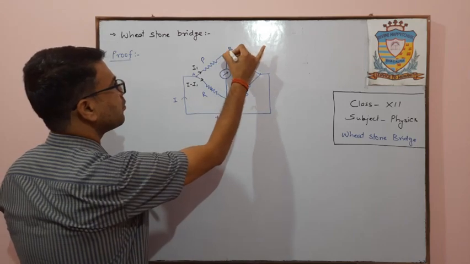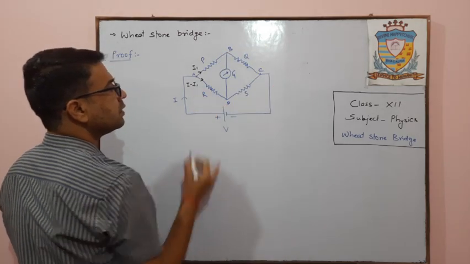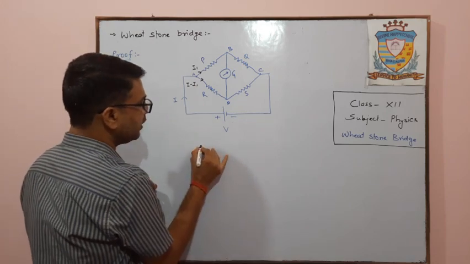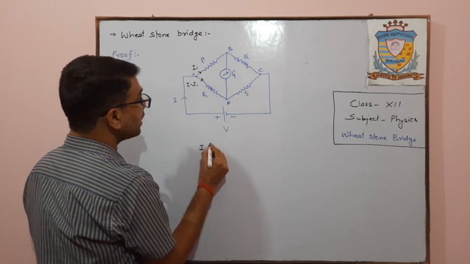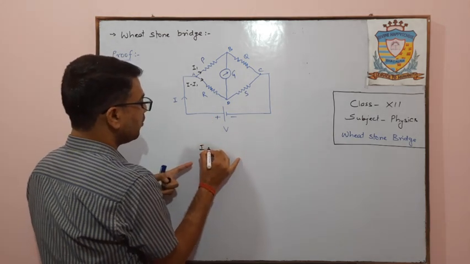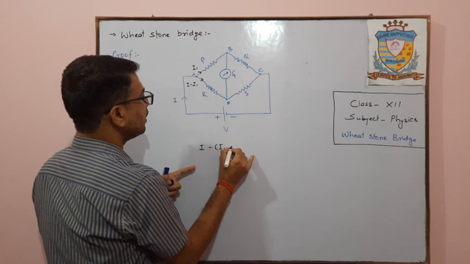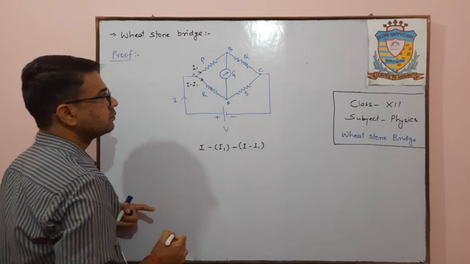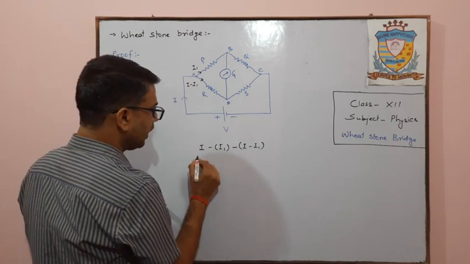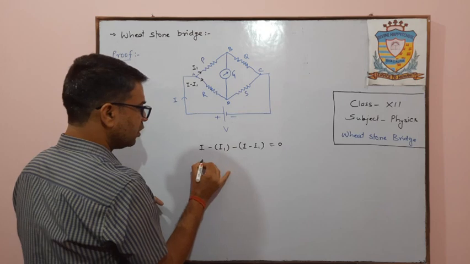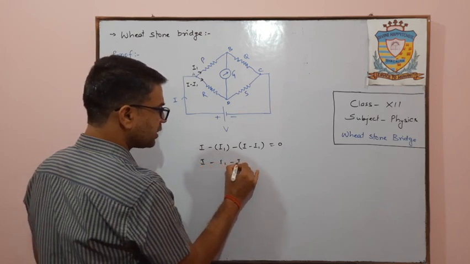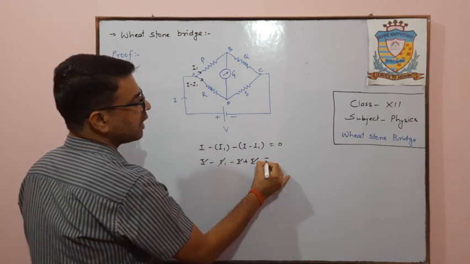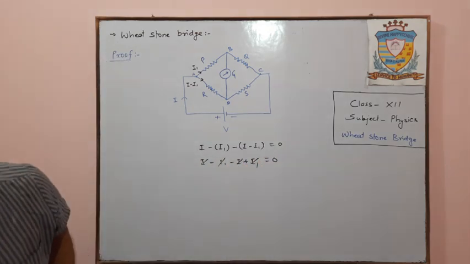Let us name the junctions A, B, C, D. At junction A, I is the incoming current, and the outgoing currents are I1 and I minus I1. If we add them, it should be equal to 0: I minus I1 minus (I minus I1). Here you can see the net current is 0. Clear?